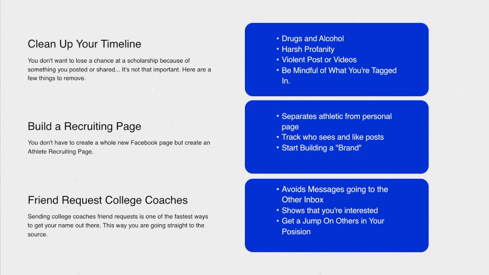So next, what you want to do on Facebook is something that I took a lot of pride in and put a lot of effort into finding these people. You want to friend request college coaches. Sending college coaches friend requests is one of the fastest ways to get your name out there. This way you're going straight to the source. You don't have to worry about signing up for a recruiting service, or just hoping that they know who you are, hoping that they know your name, anything like that.